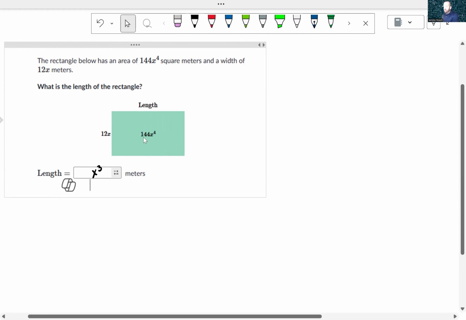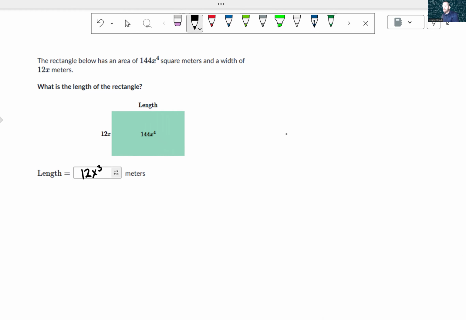Next, we want to figure out how do we get 144? 12 times 12 would give us 144. And so that's how we solve these when we're given an area formula.